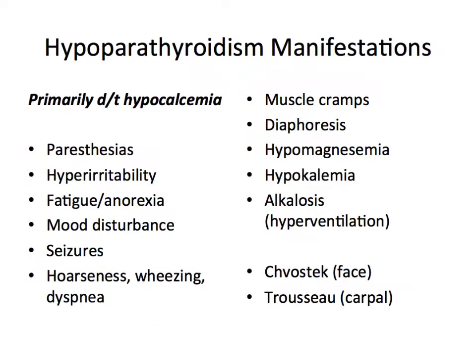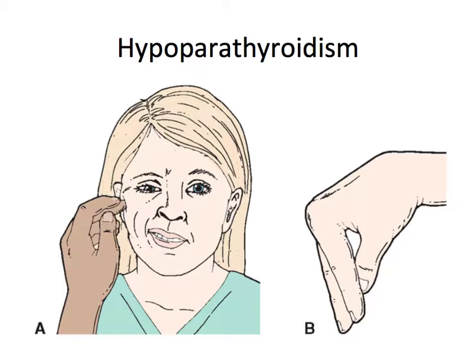The manifestations are primarily due to hypocalcemia and can include paresthesias, hyperirritability, fatigue, anorexia, mood disturbance, seizures, hoarseness, wheezing, and dyspnea, muscle cramping, diaphoresis, hypomagnesemia, hypokalemia, and alkalosis due to hyperventilation. The physical examination may reveal Chvostek's sign or Trousseau's sign. In this image, A shows Chvostek's sign and B shows Trousseau's sign.